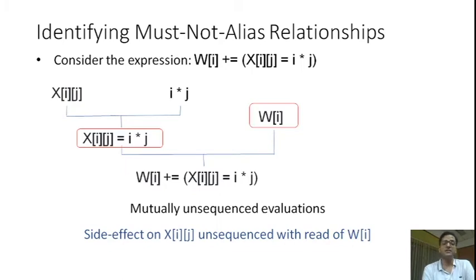Based on C semantics, this would be undefined behavior if x[i][j] and w[i] referred to the same object. Thus, we can infer that x[i][j] must not alias with w[i] for the evaluation of this expression to be well defined. Thus, our algorithm involves a bottom-up tree traversal of the expression trees in the C program. At each step in the bottom-up traversal, we identify what operators are used in the expression, and based on the semantics of the operator, infer must-not-alias relationships between different sub-expressions of the expression tree.